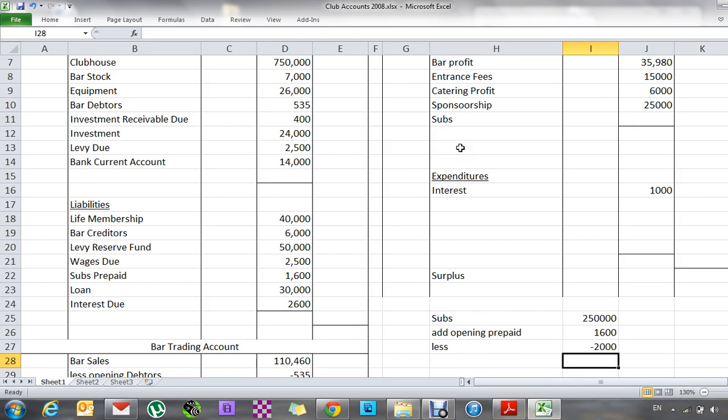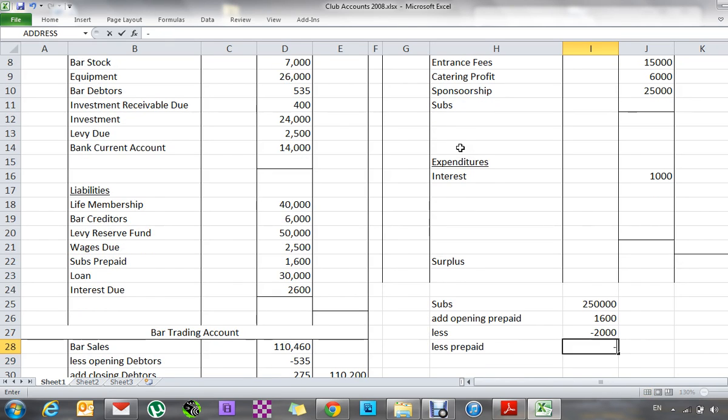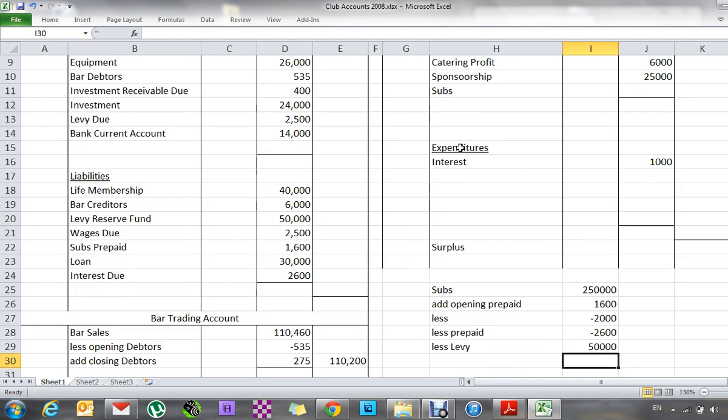Subscriptions for 2008 for 26, so that's a prepaid. So for next year, and how much is it? It is 2,600. Then we got a levy for €250 on 200 members. So that's nothing to do with this. This should be added into a levy. So that's 250 multiplied by 200 members.